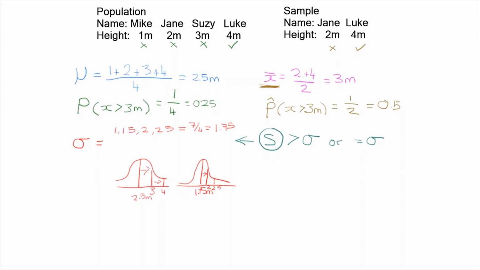We've got two more symbols that I want to go over. N is equal to the number of units. This is regardless of whether we're looking at a population or a sample.